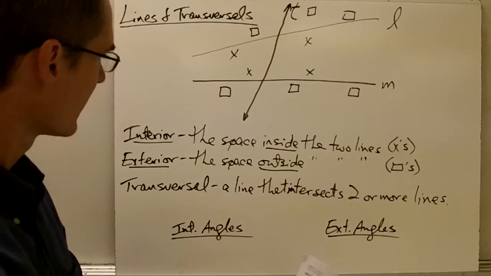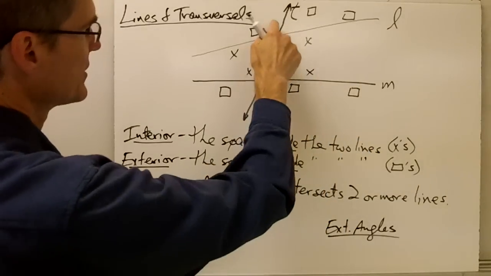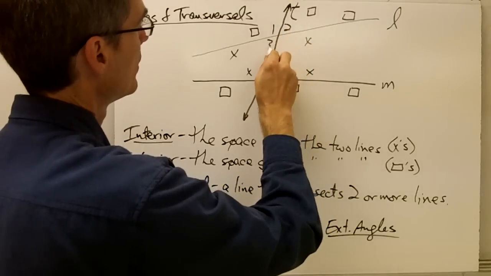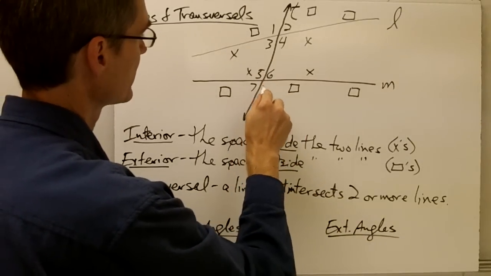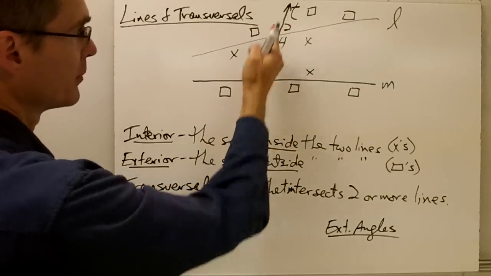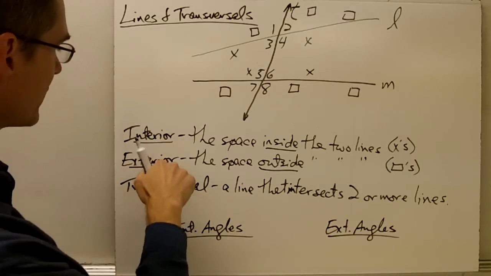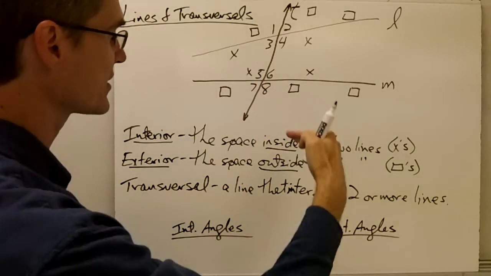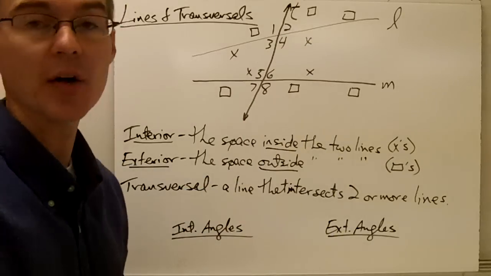All right. Now, notice that when I draw this transversal, I've created some angles here. In fact, let me go ahead and label these angles: 1, 2, 3, 4, 5, 6, 7, and 8. So I've got these 8 angles that are formed when this transversal intersects these two lines. Based on my definitions of the interior, the space inside the two lines, and the exterior, the space outside the lines, I can identify the interior angles and the exterior angles on this diagram.